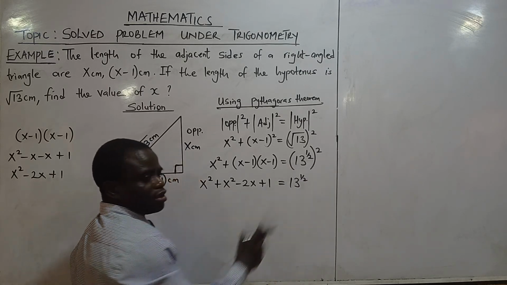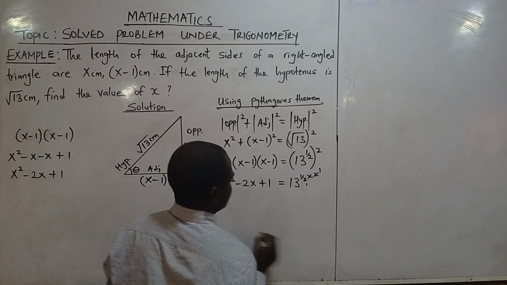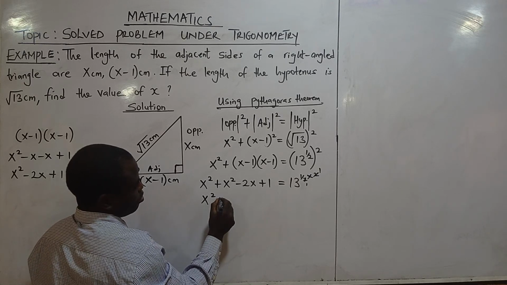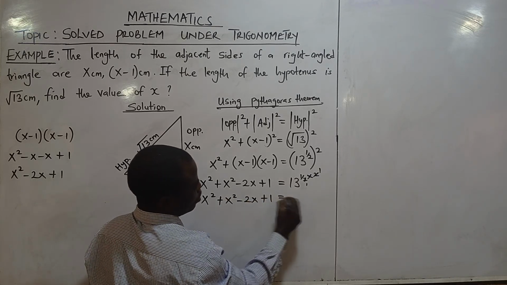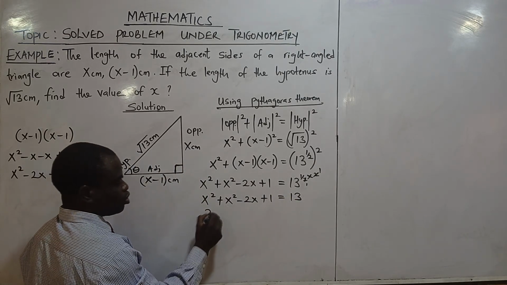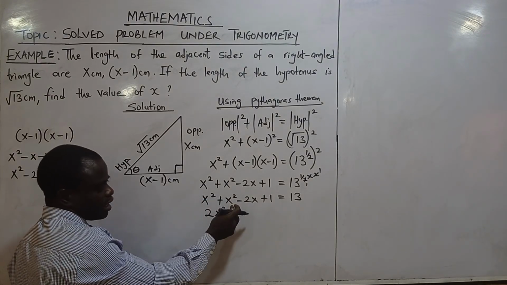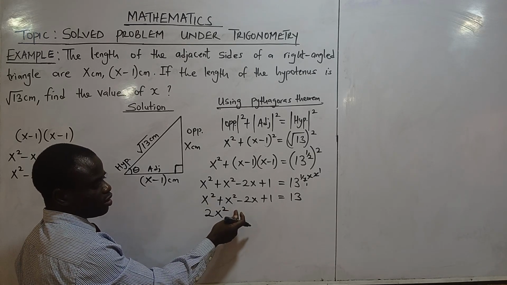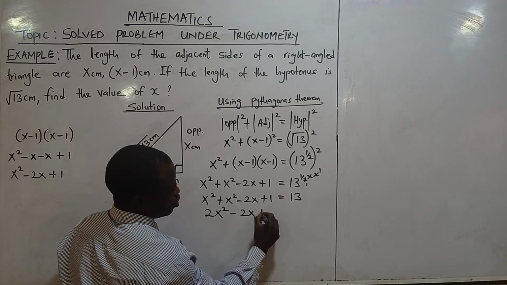These brackets stand as multiplication, times 2. So 2 to the power 1 cancels, and we're having x squared plus x squared minus 2x plus 1 equals 13. x squared plus x squared is 2x squared. It's like when you say 1 naira plus 1 naira will give you 2 naira. This square will still retain the square. In addition, minus 2x plus 1.